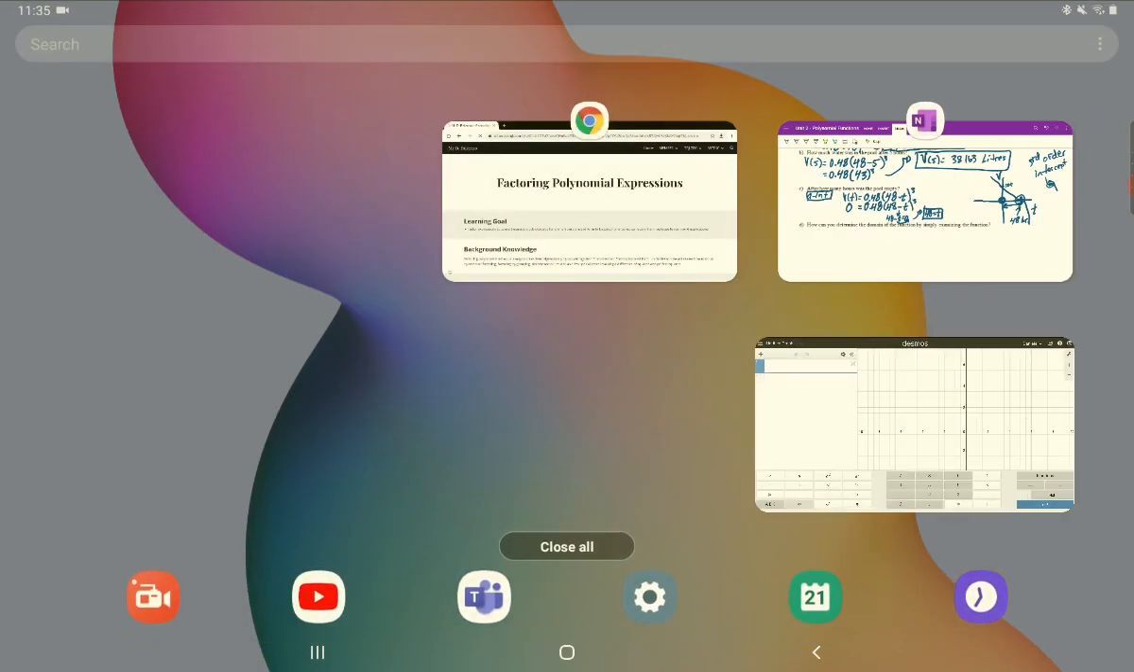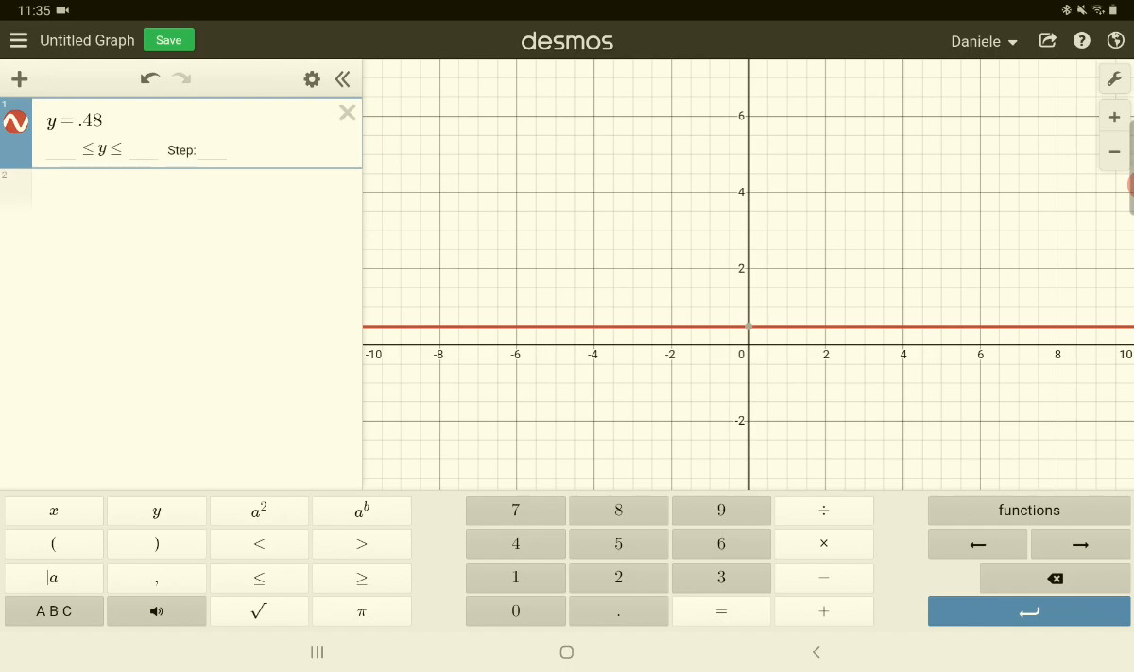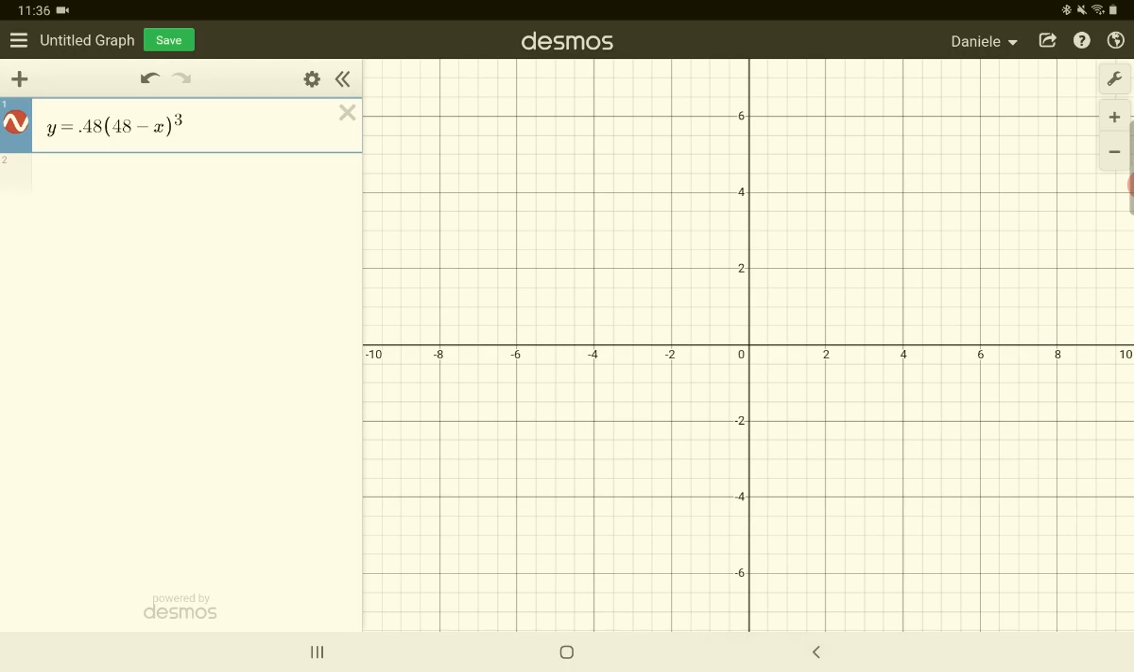So let's go into Desmos and let's plot, and I'll just use y equals 0.48, open a bracket, 48 minus x, close my bracket, raised to the power of 3. Now, you're not going to see anything here. Why? Because clearly my window here needs to be zoomed out a lot. How much does it need to be zoomed out?